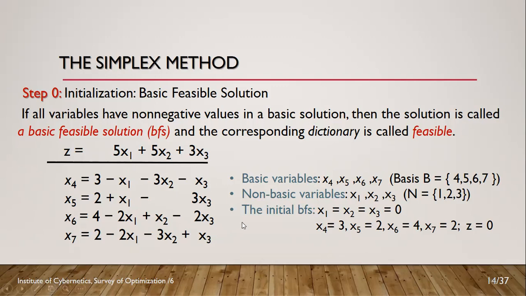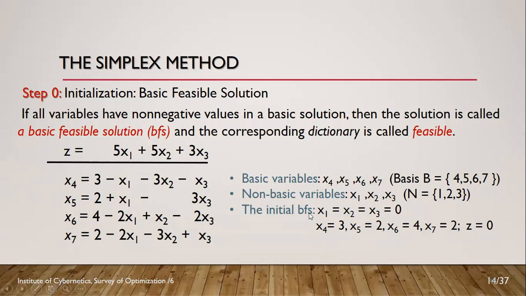So by setting our non-basic variables to 0, we come up with the basic feasible solution which corresponds to this feasible dictionary. Now look here. If all variables have non-negative values in the basic solution, then the solution is called a basic feasible solution, denoted by BFS, and the corresponding dictionary is called feasible. So therefore, this is a feasible dictionary.